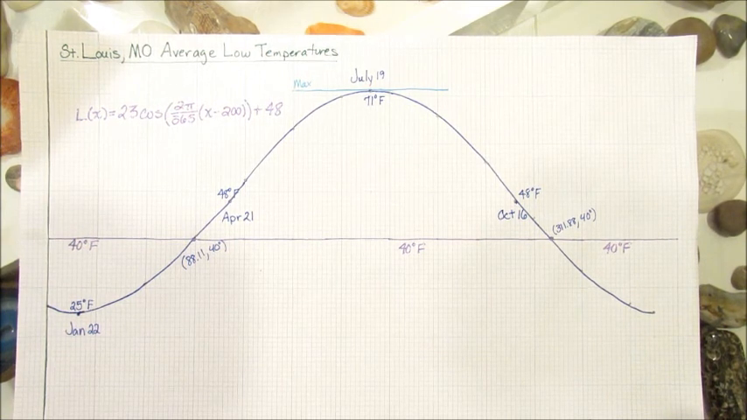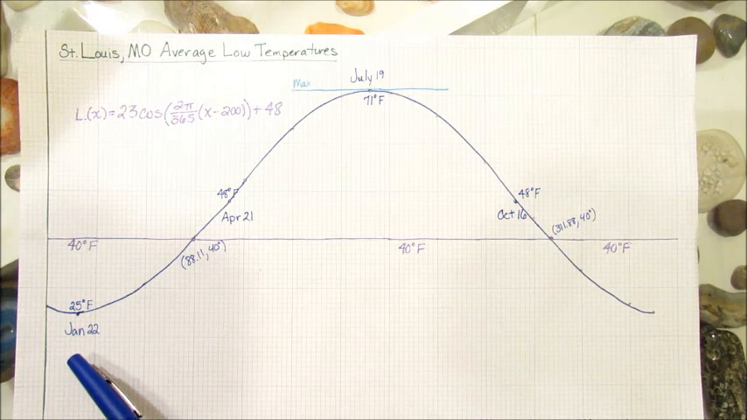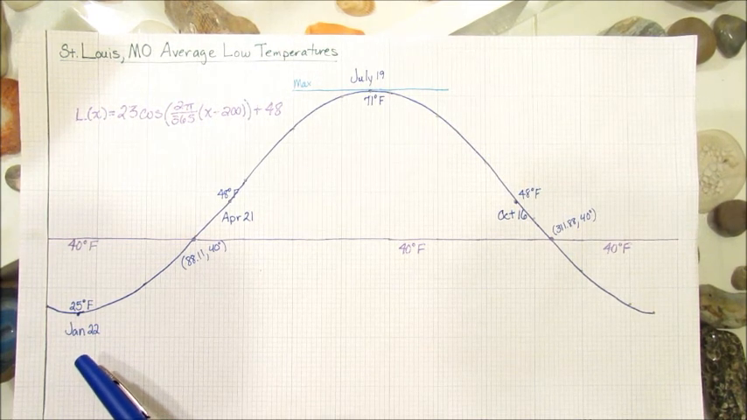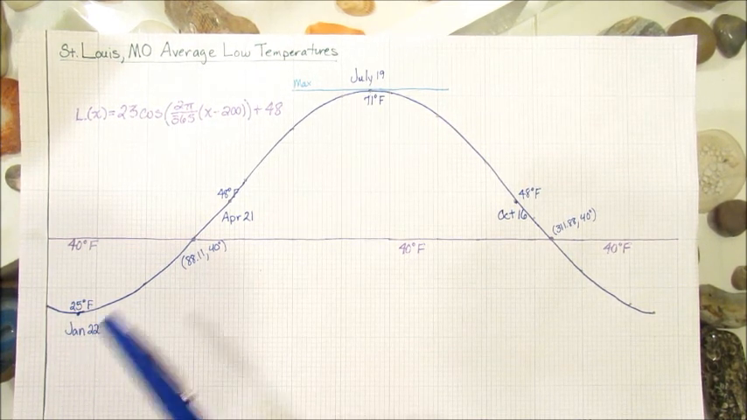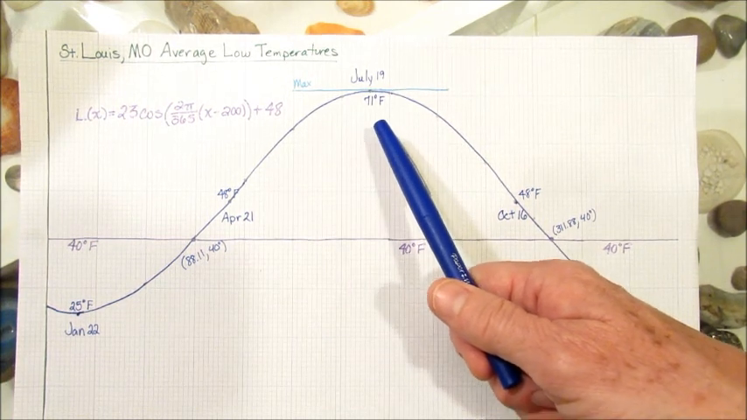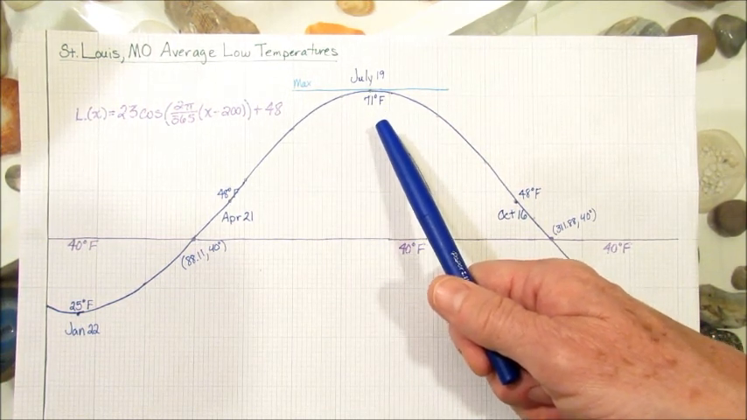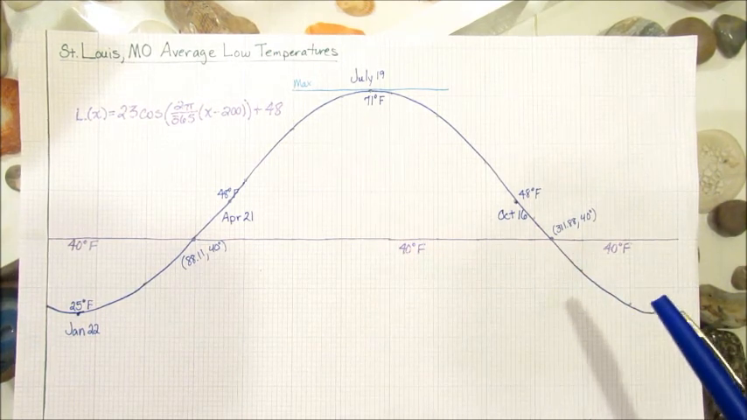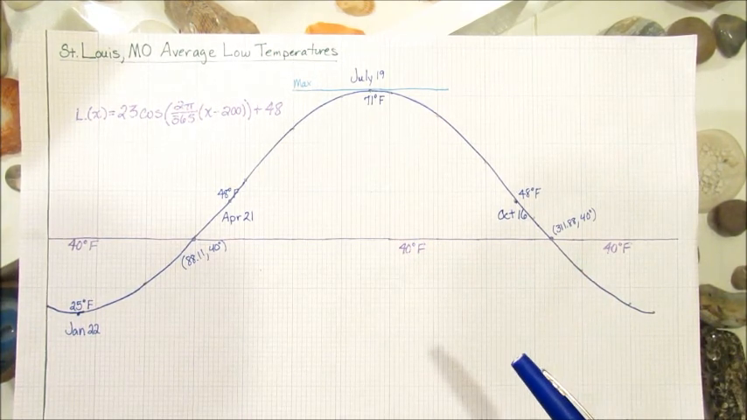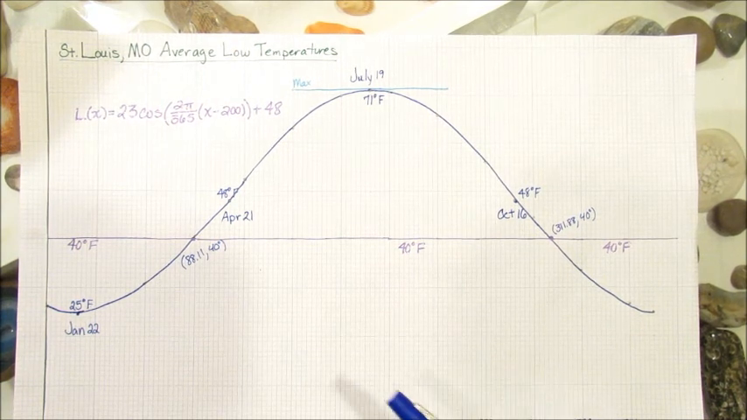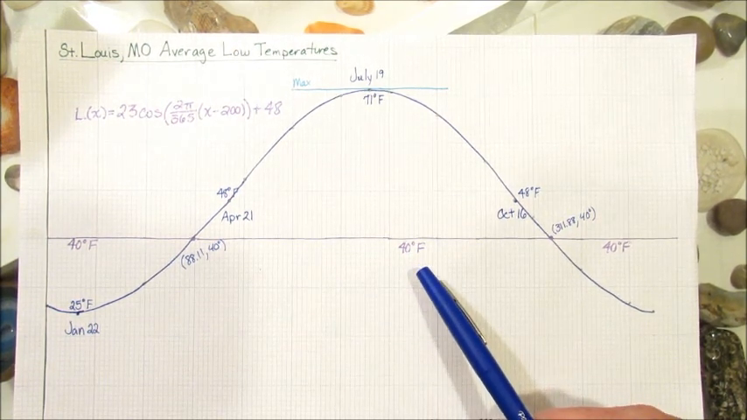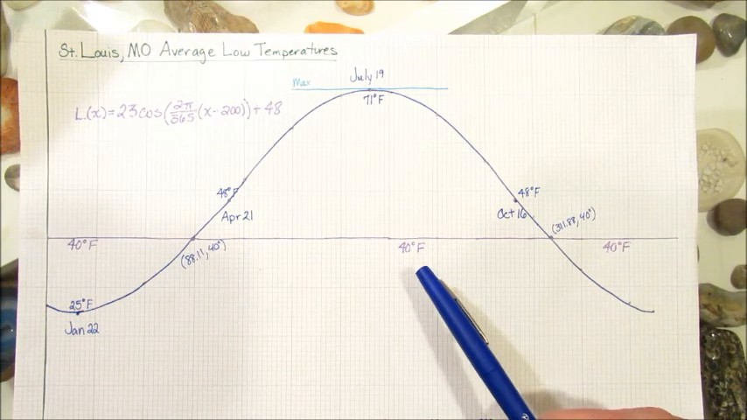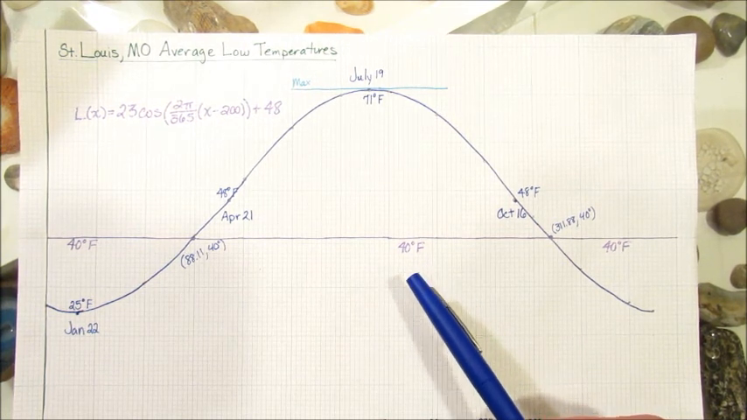if you're using cosine versus if you're using sine. Here we have a model that gives us the average low temperatures in St. Louis. So notice the average low is in the middle of January and is positive 25, not negative 25. And the average low temperature in the middle of July is 71 degrees Fahrenheit. We're going to solve for when it's equal to 40 degrees Fahrenheit. So we're going to find when in the year the average low is 40 degrees.